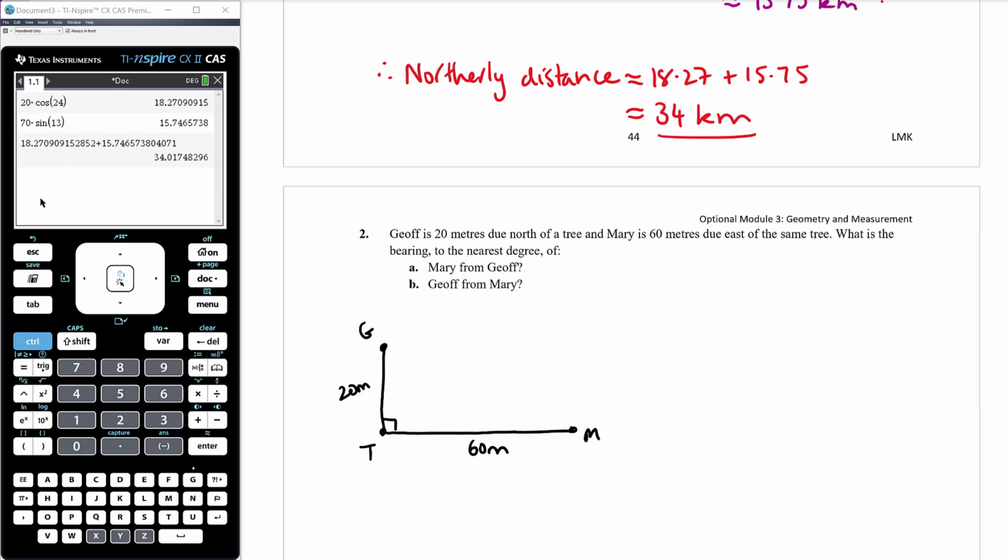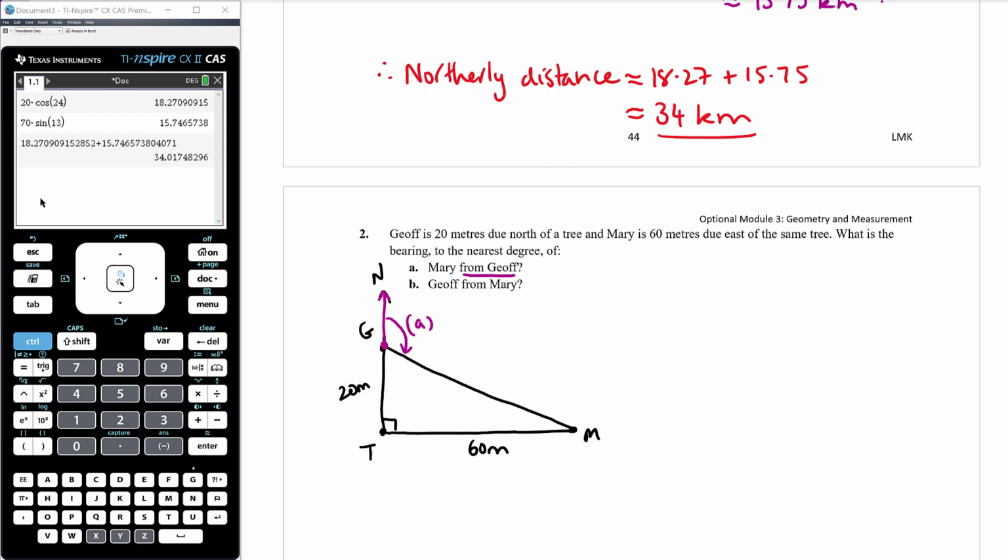We want to know what is the bearing to the nearest degree of Mary from Jeff, and of Jeff from Mary. So we know that this is north heading up in this direction. First one is of Mary from Jeff. So it's the from Jeff that's important. If I am Jeff and I'm facing north at Jeff and I am turning clockwise, what is the bearing? Okay, so the answer to part A is that angle there.